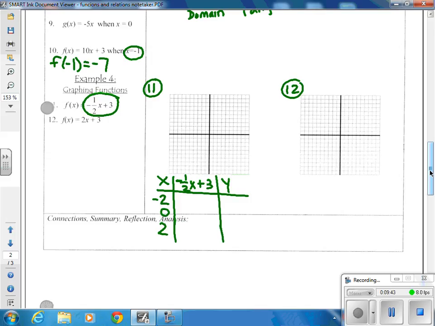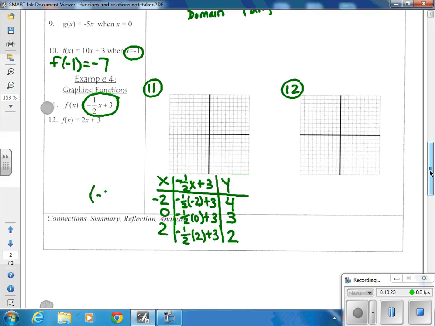Okay, and what you do is you take the x out and you insert the number that you just picked. So I've got negative 1/2 times negative 2 plus 3. Okay, half of 2 is 1. Negative times negative is positive, so that's positive 1 plus 3, so that gives me 4. Okay, then I'm going to put 0 in. Negative 1/2 of 0 plus 3. Well, half of 0 is still 0. 0 plus 3 is going to give me 3. Then I want to use negative 1/2 of 2 plus 3. Half of 2 is 1, but there's a negative, so that's negative 1 plus 3, which gives me a positive 2.